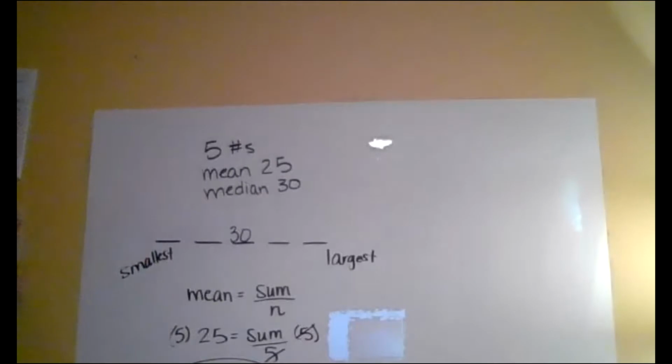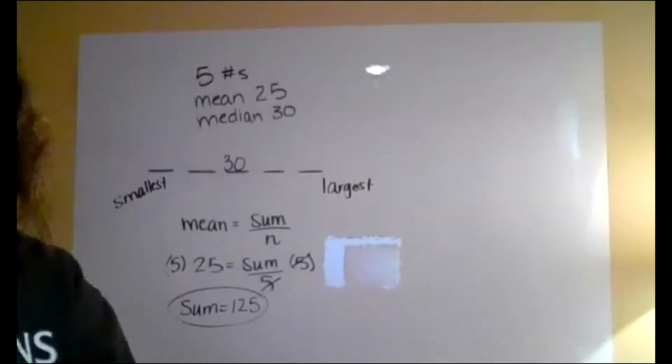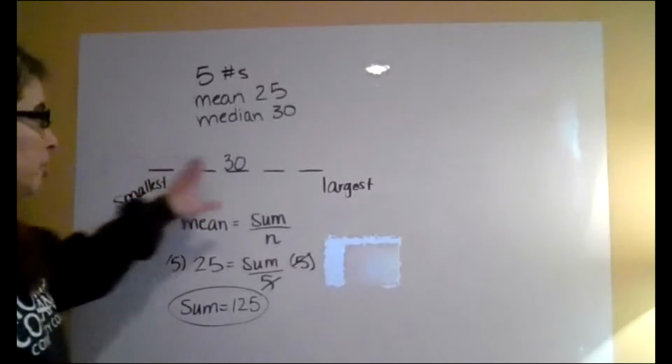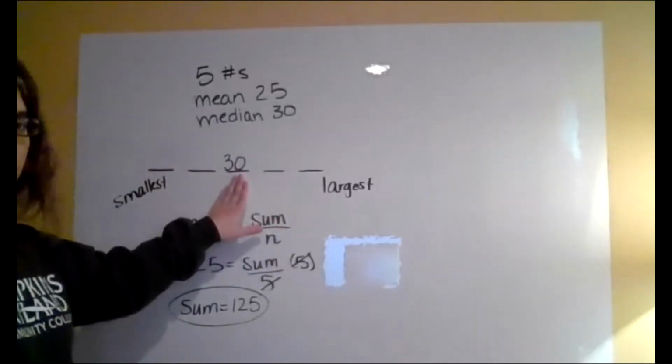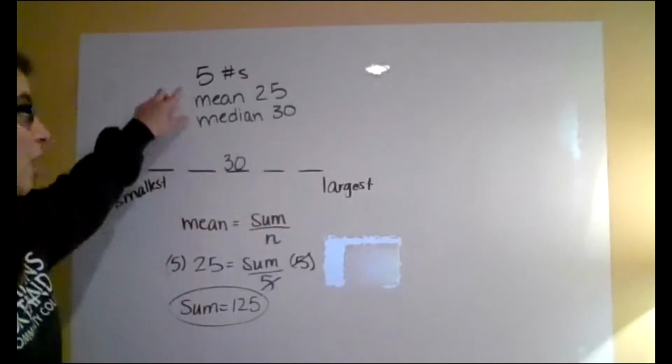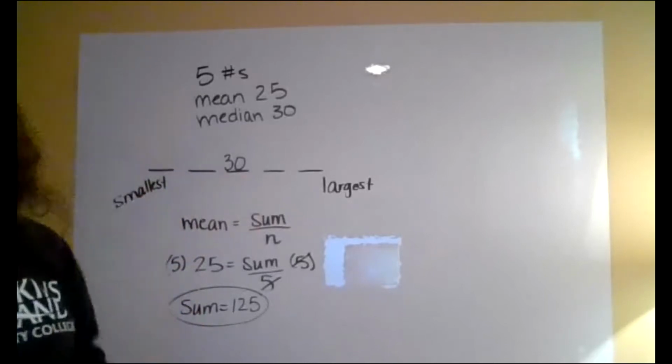So you can check if your data set that you created is correct by looking for 2 things. When you put them in order, is the middle number 30? And do they all add up to 125? And if so, then both of these will be true.